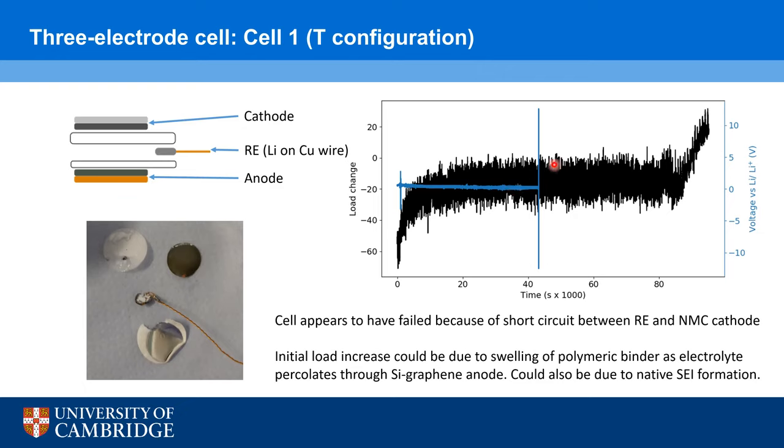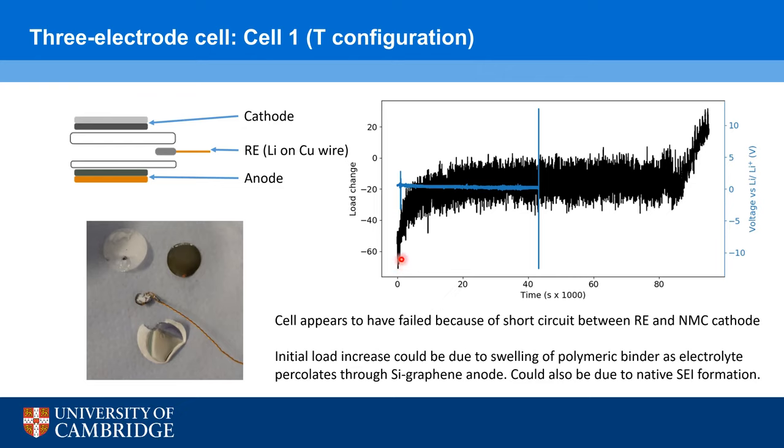And then on application of a current after 12 hours, we had a short circuit. Upon opening the cell, it looks like the reference electrode had contacted the NMC cathode material and short circuited. But even so, looking at the pressure data, the initial decrease away from the baseline is I think just through connecting the cell, there's a small change. Possibly we need to optimize how we take our baseline value.